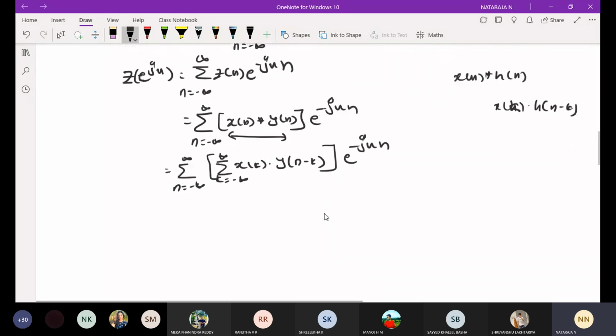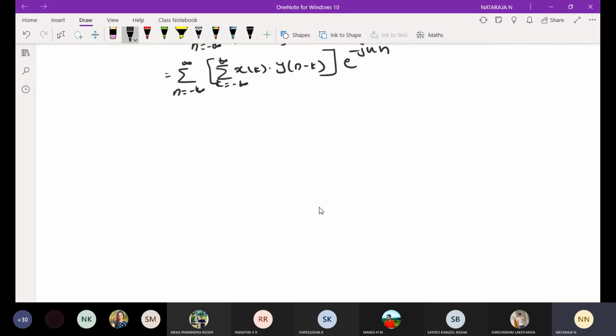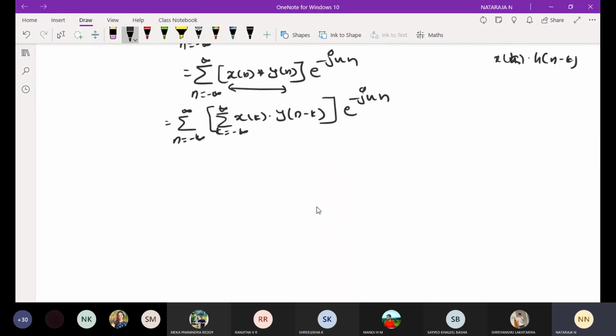Now I'm going to change the order of summation. Why? Because in this we have an n term, here we have an n, so we are interchanging the order of summation. Summation k equals minus infinity to infinity x of k into summation n equals minus infinity to infinity y of n minus k into e power minus j omega n.